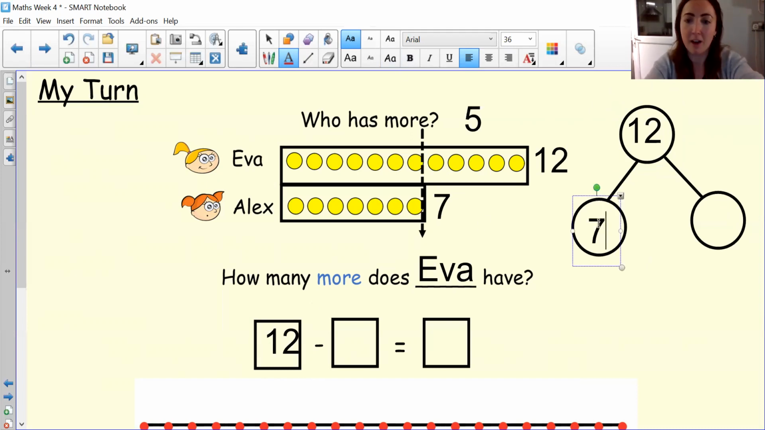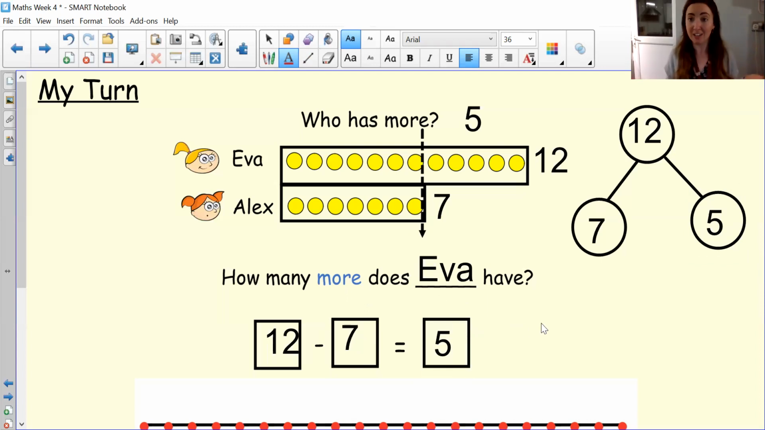So one of the parts is 7. We worked out 12 subtract 7. And then the part that's left is how many more Eva had, which we know was 5. So as a number sentence, Eva's 12 counters subtract Alex's 7 counters equals 5 counters. So Eva had 5 more counters than Alex.